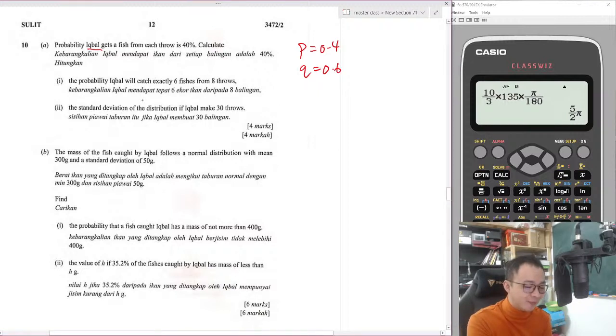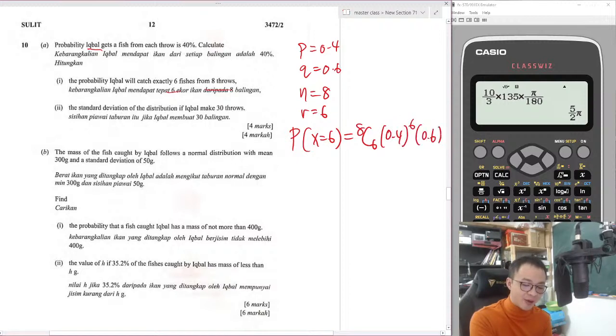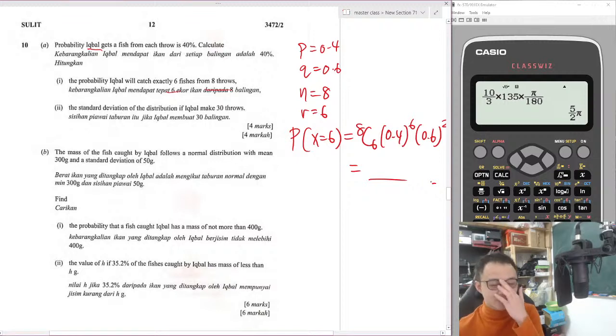Right now, they want to get exactly 6 fish for 8 throws. So basically n equals 8 and r equals 6. Then I will use the formula with x equals 6, which is 8C6, 0.4 to the power of 6, 0.6 to the power of 2. Type everything into the calculator.